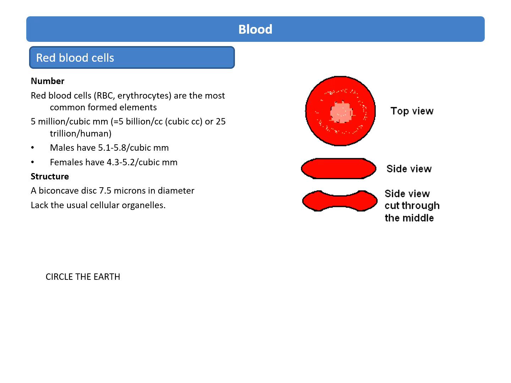The structure of red blood cells is in the form of a biconcave disc, 7.5 microns in diameter. If you look at a top view of the red blood cell, it looks round. If you turn it and look at it from the side, it looks flat. And if you slice it in half, then you can see the two concave surfaces. Red blood cells lack the usual cellular organelles. They are essentially sacs filled with hemoglobin.